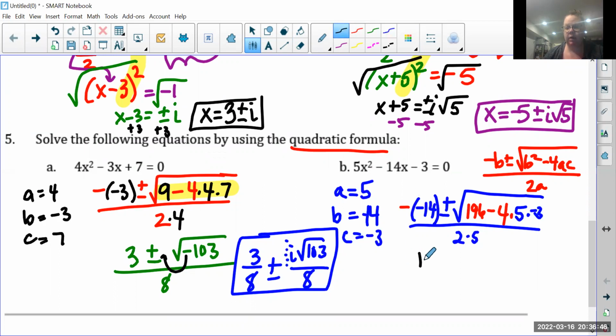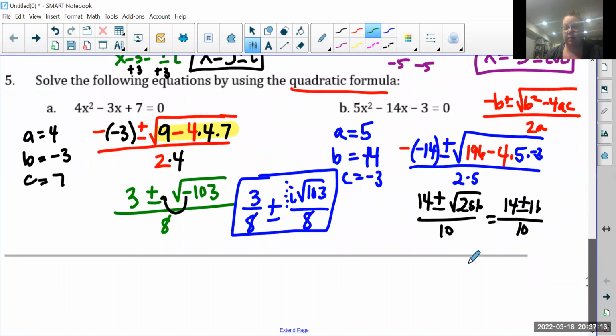This becomes a +14 because the negative makes it positive. This is 196. And then when you do all the math, you get 256. So the square root of 256 divided by 10, the square root of 256 is 16. So this really works out to be 14 plus or minus 16 divided by 10. So we can do that because this is a real solution. There's not imaginary. So we can actually do the math. So I need to do 14 plus 16 and then divide the answer by 10. And then I need to do 14 minus 16 and then divide the answer by 10.